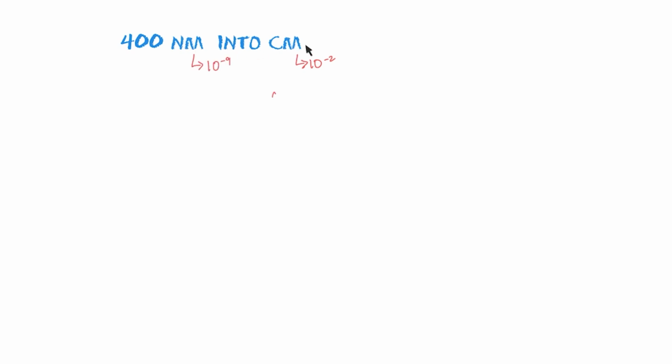Amongst these two, centimeter becomes the larger SI unit, so that becomes the numerator, and nanometer is the smaller SI unit, so that becomes the denominator. This means that 10 to the power minus 2 is being divided by 10 to the power minus 9. That comes out to be 10 to the power minus 2 minus a minus 9, which leaves you with 10 to the power minus 2 plus 9, which comes out to be 10 to the power 7. This means you need 10 to the power 7 nanometers to get a single centimeter.